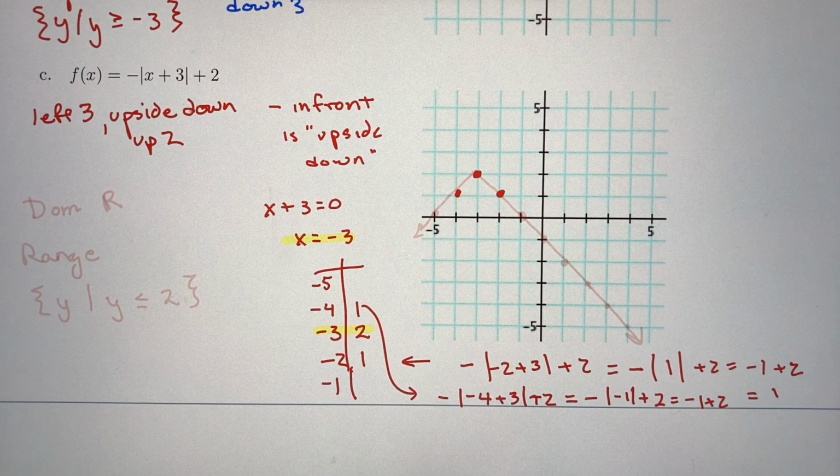-4, 1, -2, 1. And graph it. The domain is all reals, and the range, since it's upside down, is below. So y such that y is below height of 2.